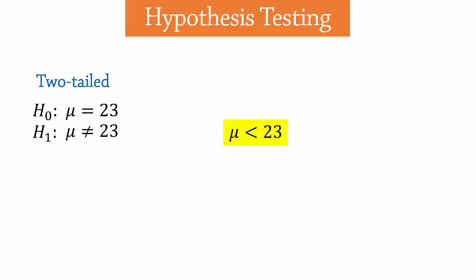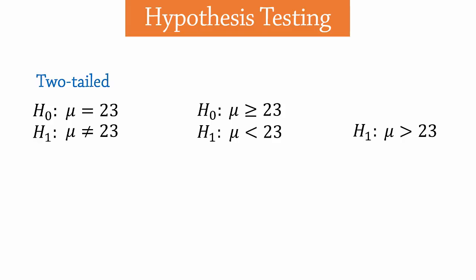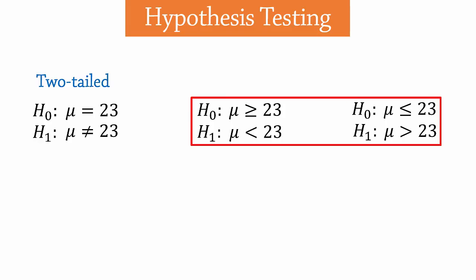Suppose instead we want to test if the mean is less than 23. Since this statement does not contain equality, we will assign it to the alternative hypothesis. And the null will be the opposite, that is, the mean is greater or equal to 23. And if we're testing if the mean is greater than 23, that will be the alternative hypothesis, and the null will be mean less or equal to 23. These two are hypotheses for one-tailed tests.